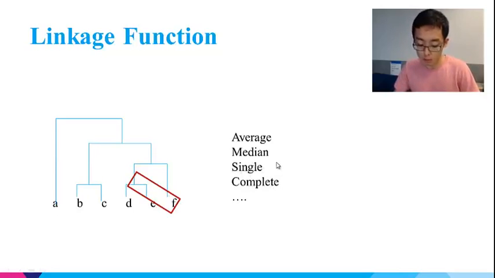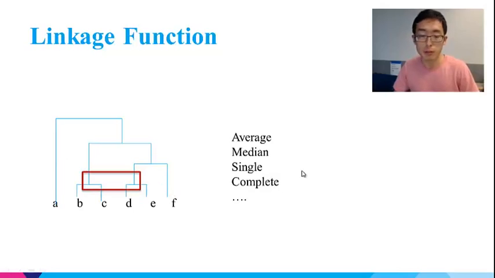Here's one more example. If you now want to calculate the distance between cluster BC and cluster DE using the single method, you calculate the distance between BD, CD, and the distance between BE, CE, and you got 4 distances. And you find that the distance between C and D is the shortest. And then you will use this distance as the distance between these two clusters.